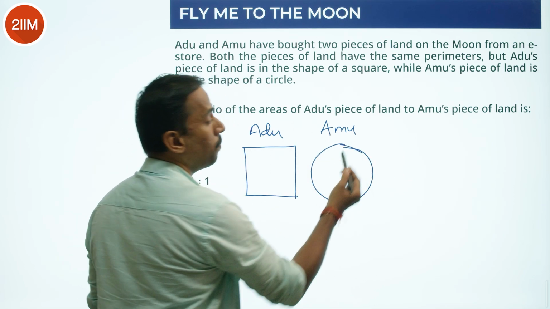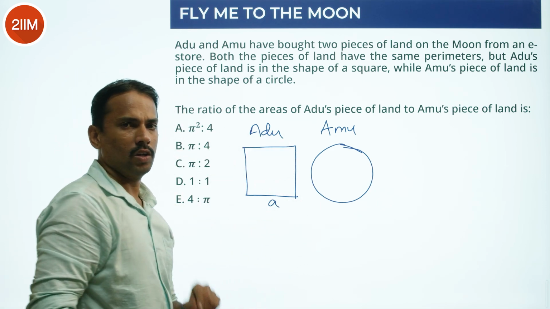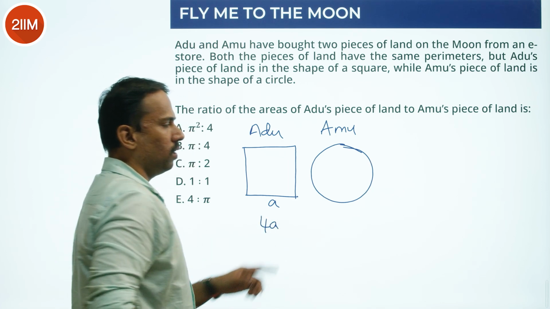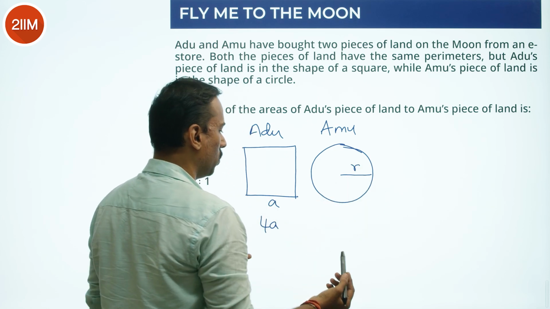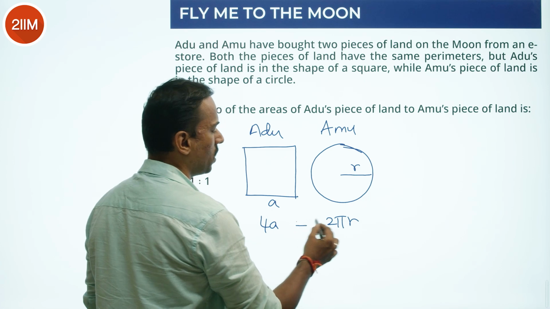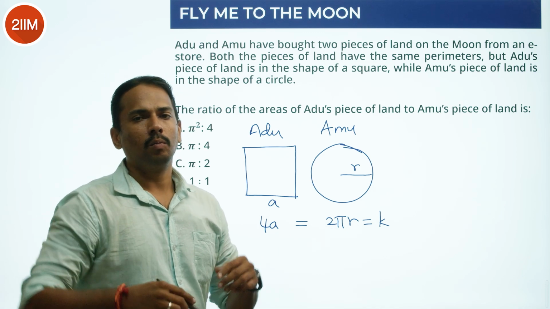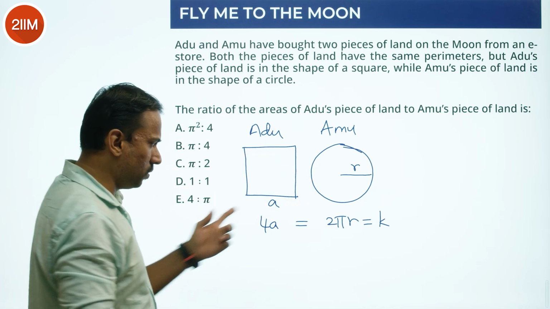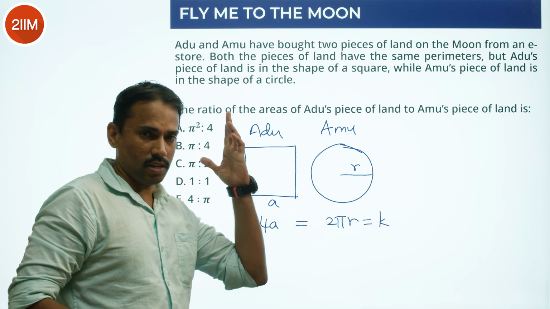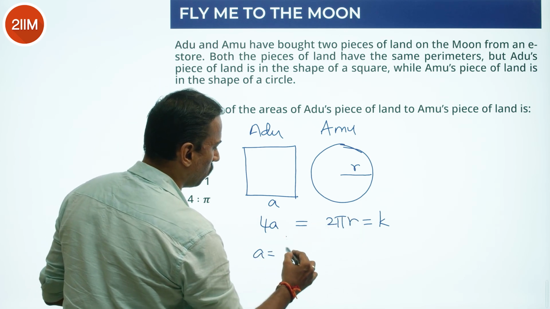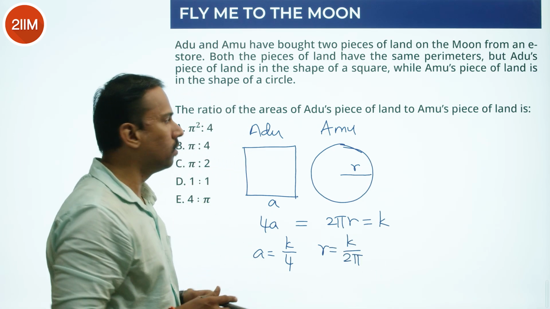Given they both have the same perimeter, let the side of this square be some a. Each side is a, so the perimeter of this square is 4a. Let the radius of this circle be r, so the perimeter of this circle is 2 pi r. These two are equal, say both equal to some k. So 4a is equal to 2 pi r, both equal to k. That means we can represent a and r in terms of k. From this, a is equal to k by 4, and r is equal to k by 2 pi. Done? Clear? Now what is the question?